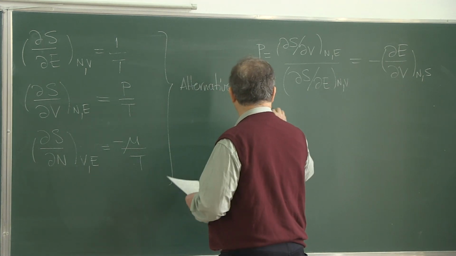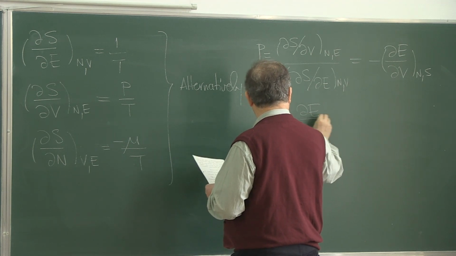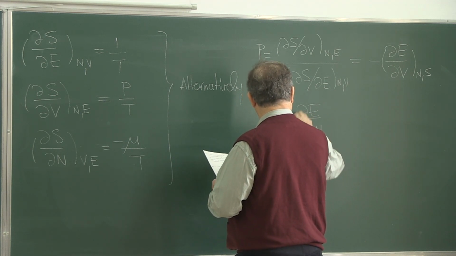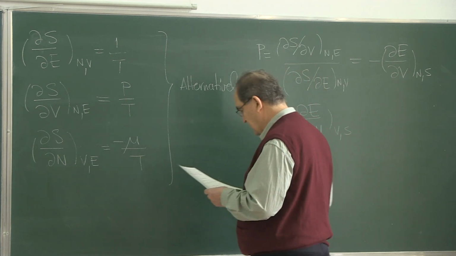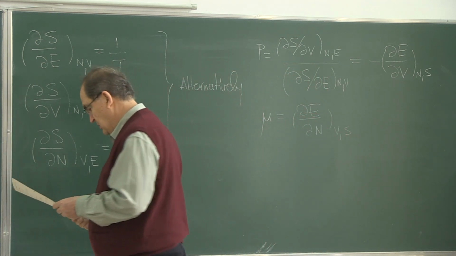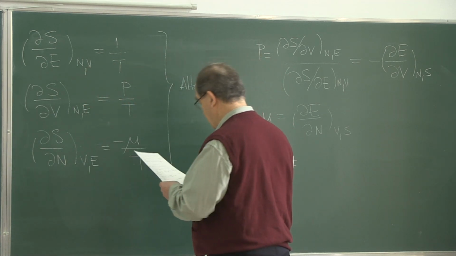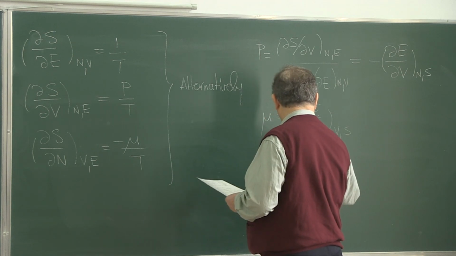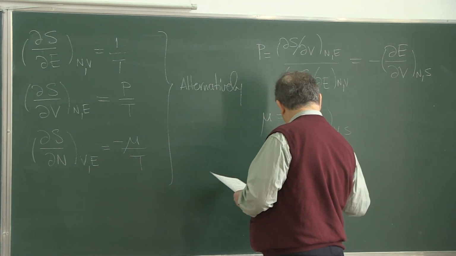Similarly, you can get the chemical potential as del E del N, keeping V and S constant. And of course, the temperature, we can invert that relation, is dE dS, keeping N and V constant.